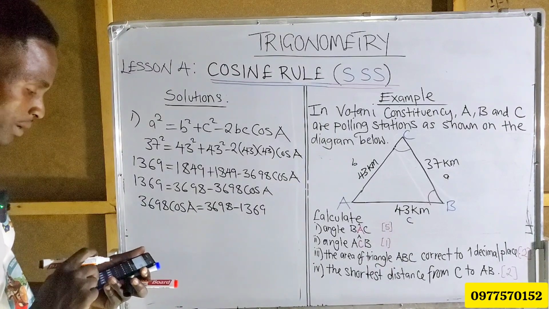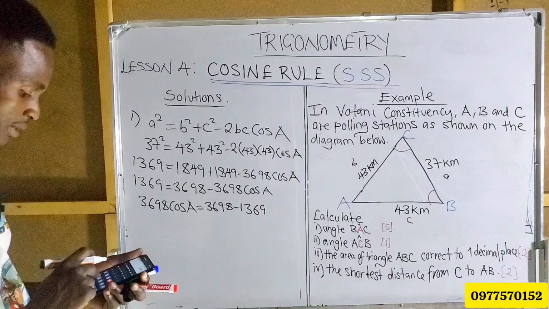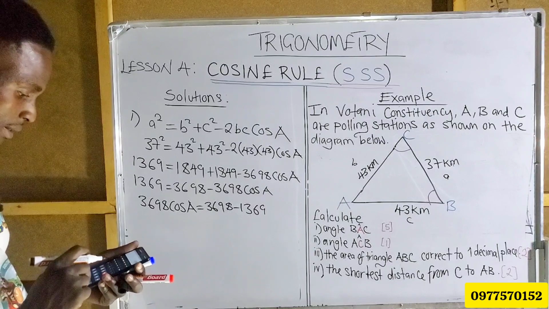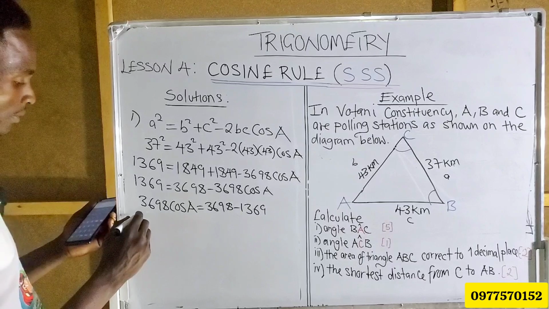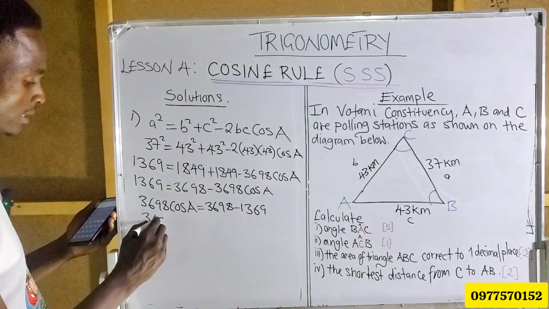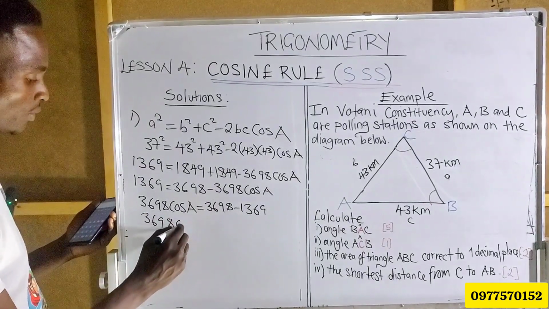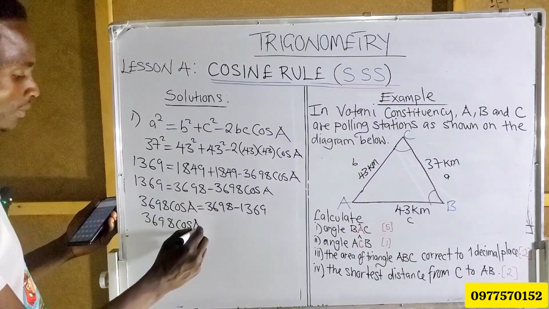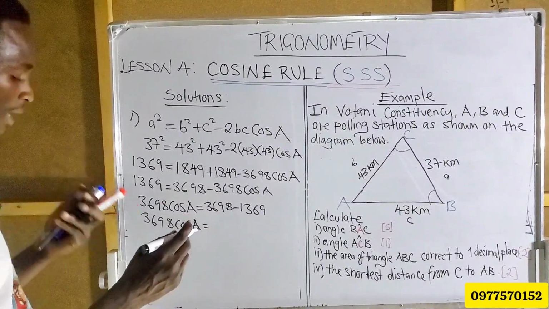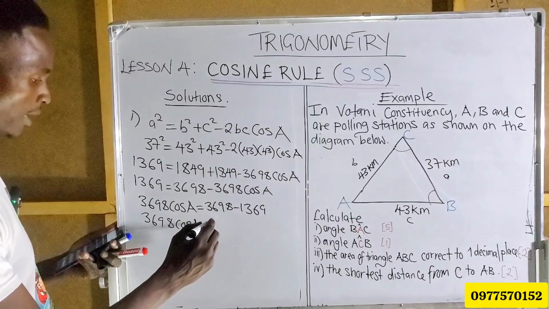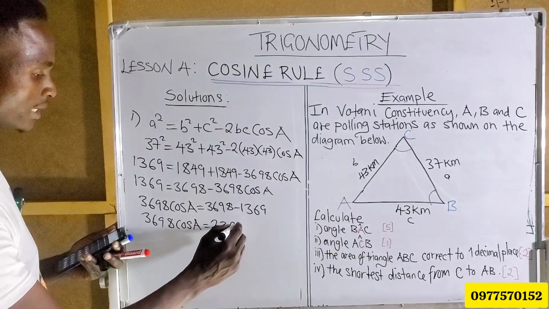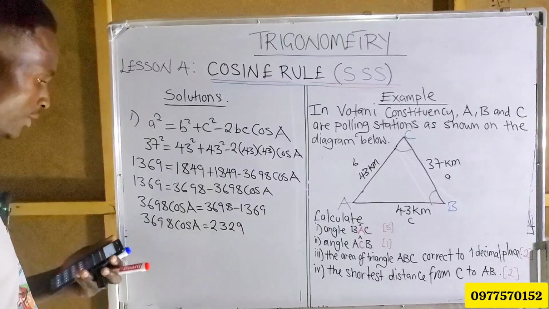You can just say 3698 minus 1369. Okay, so here we're having 3698 cos A is equal to, after subtracting there, we have 2329.